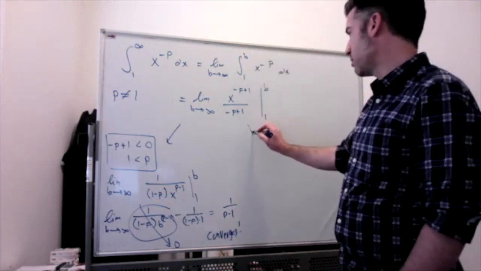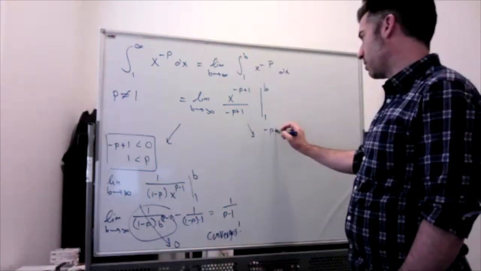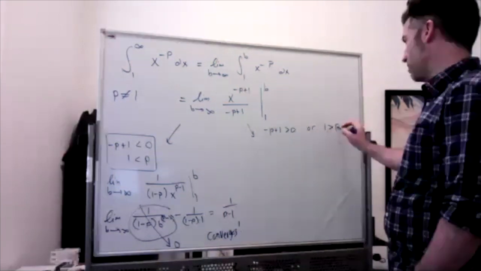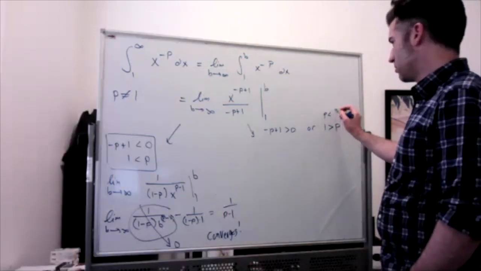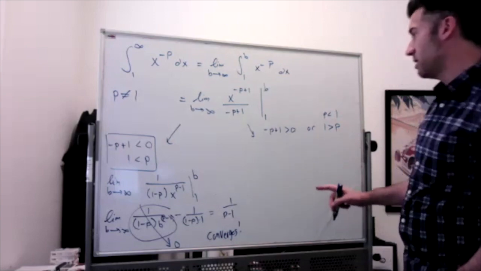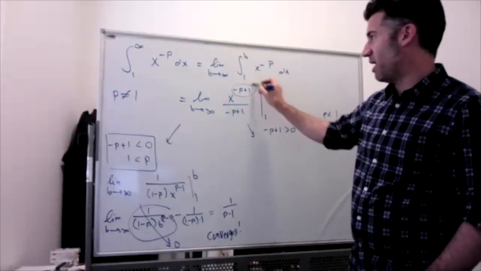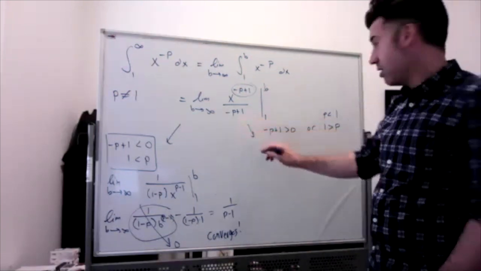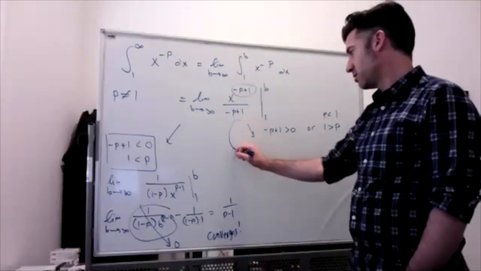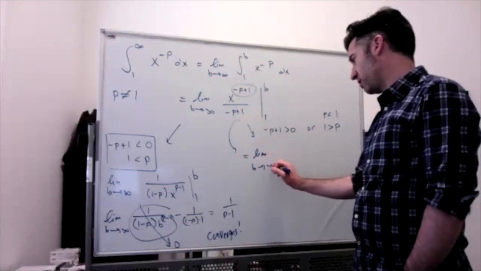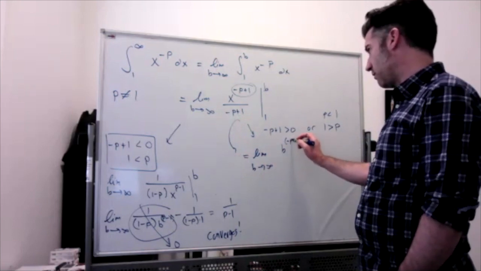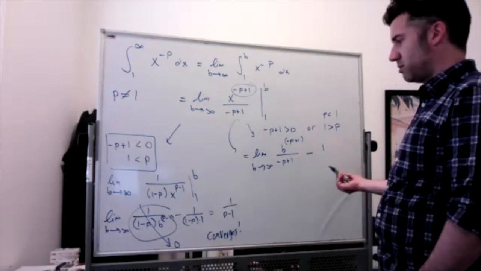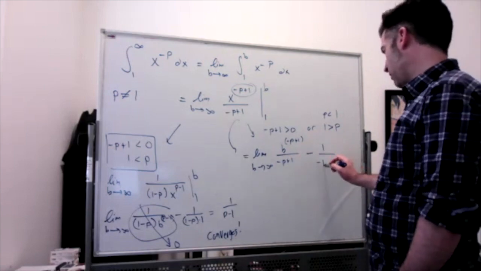On the other hand, what if negative p plus 1 is bigger than 0? Or 1 is bigger than p, or p is less than 1? Well, in that case, this power is positive, and so I'm just going to leave it on top. And the denominator is also positive. So I'm saying this is the limit as b goes to infinity of b to the negative p plus 1 over negative p plus 1, minus 1 to any power is 1 over negative p plus 1.